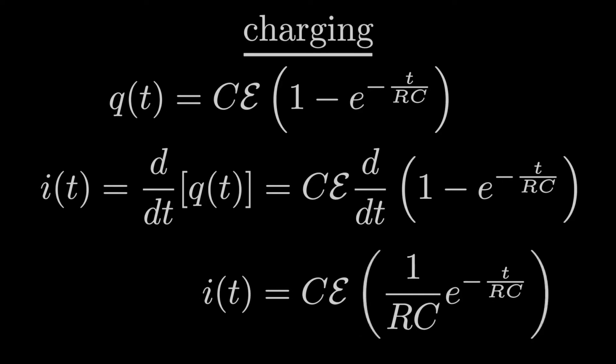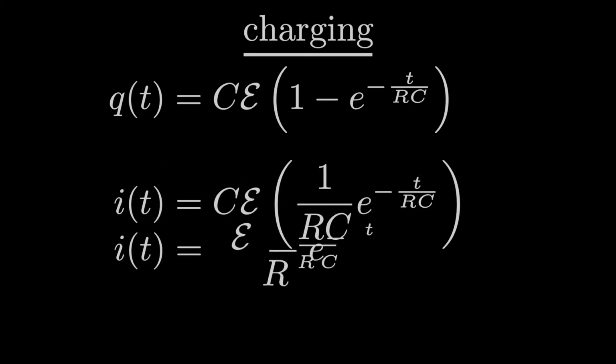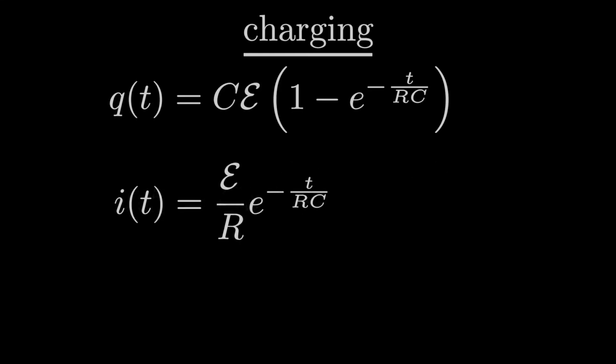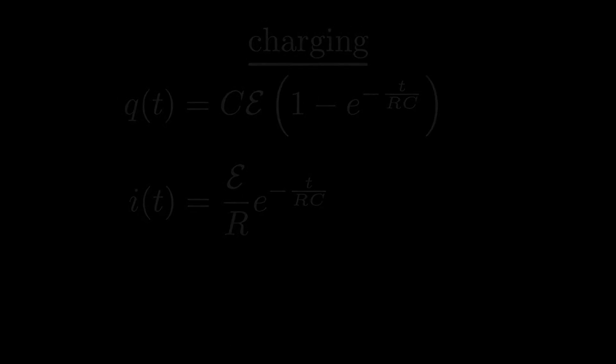Whenever we take the derivative of e to some function, you just multiply e to that function by the derivative of that function. And just canceling out the capacitances completes the derivation for the current. This is the current as a function of time for a charging capacitor. That wasn't too bad, and actually, as we're about to see, the derivations for the discharging capacitor are even easier than that.